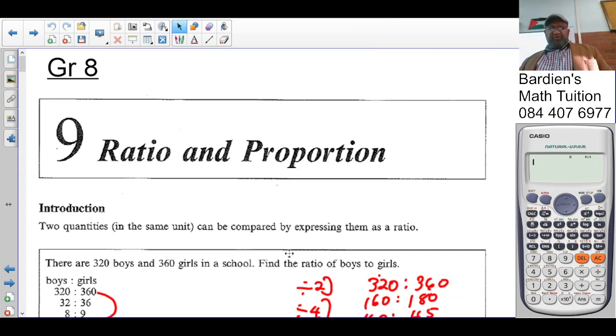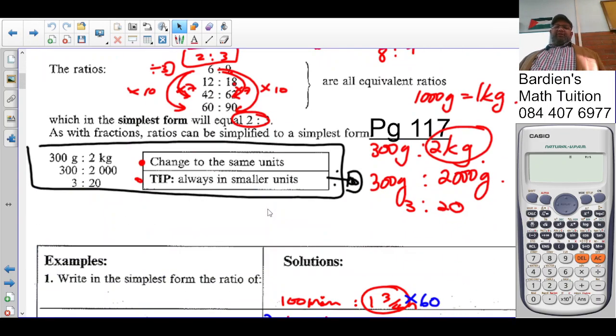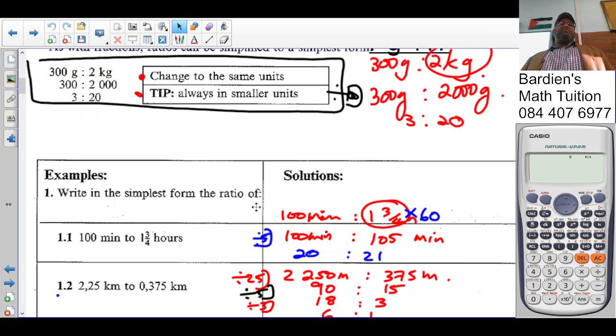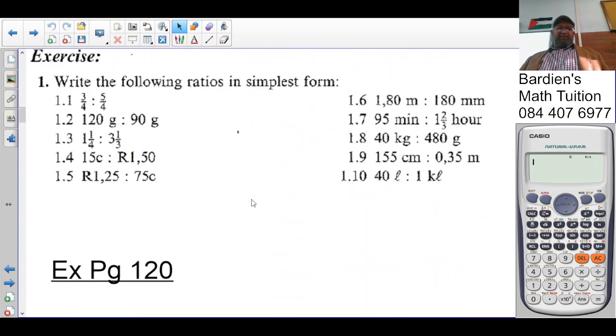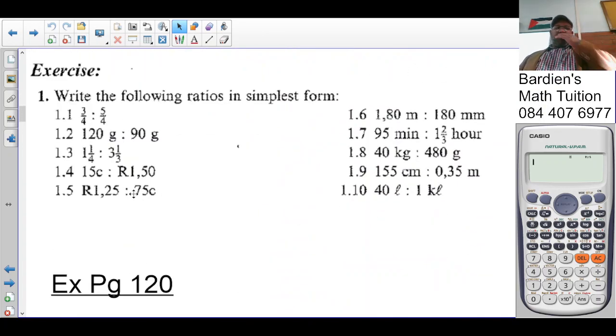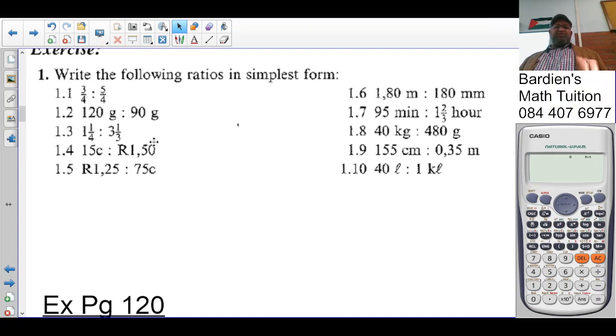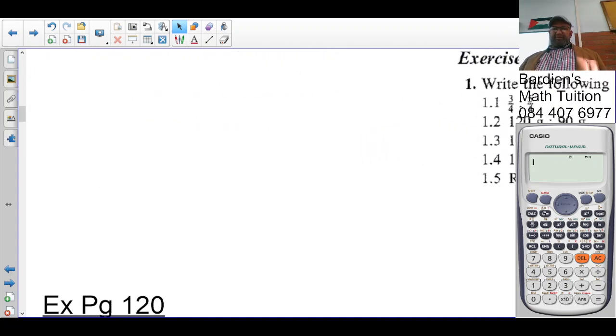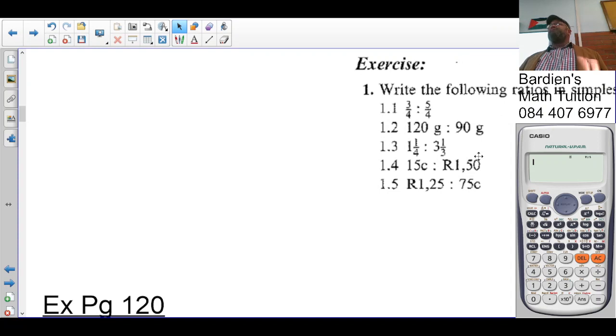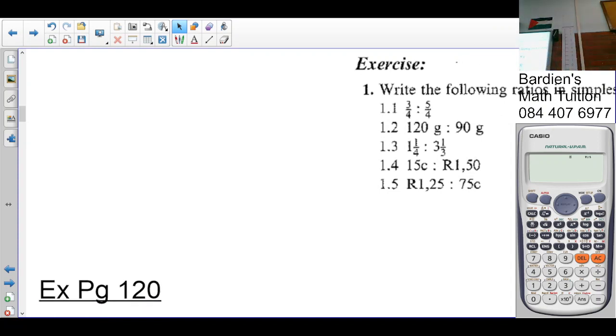So at this point we were looking at ratio and proportion in our last lesson of last term, which we introduced. Okay, you guys had some homework. The homework was the exercise on page 120. The question was to write the following ratios in the simplest form. For those of you who missed the lesson, here's an opportunity for you to understand what's happening. Also, the last lesson is online as well.